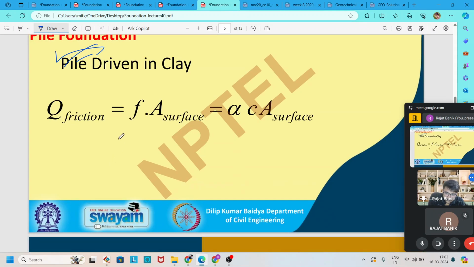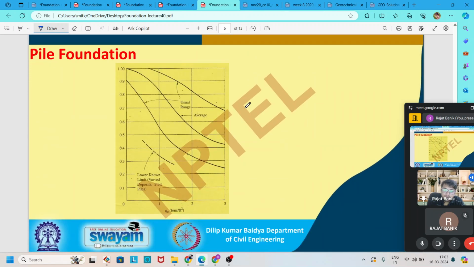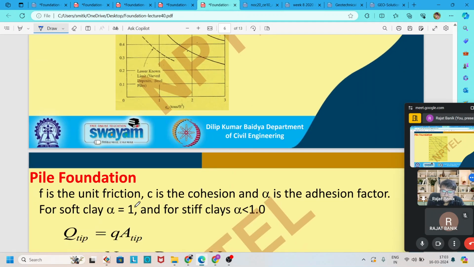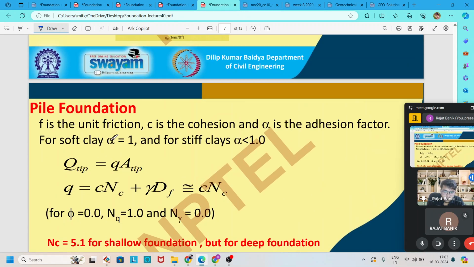So the F for clay soil is equal to alpha into C. C is the unit cohesion of the soil for clay soil. And alpha is nothing but the adhesion factor, which also depends on the different types of material. And for soft clay, this adhesion factor is equal to 1. For stiff clay, it is less than 1.